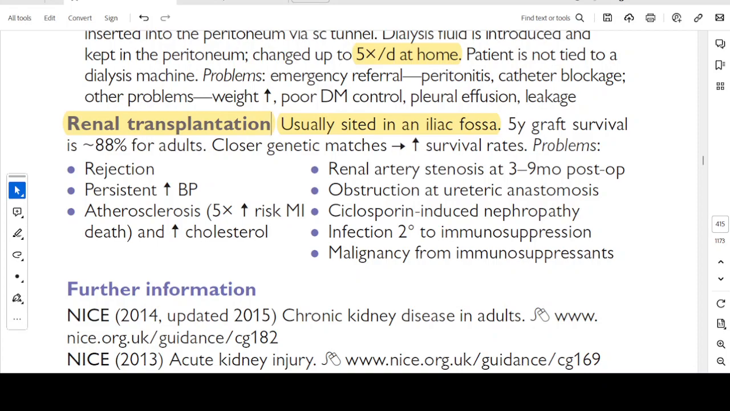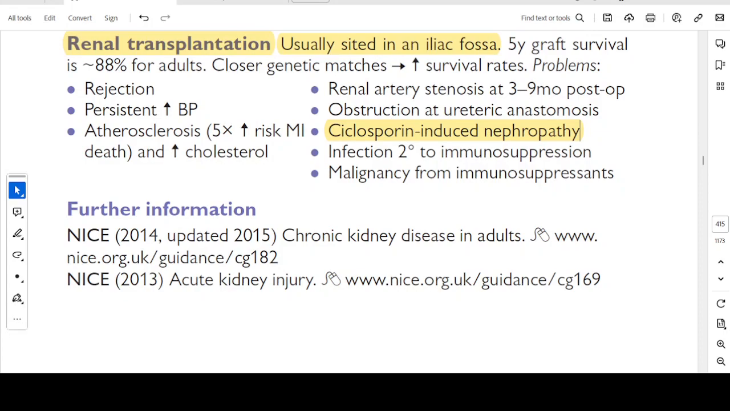Problems are there might be rejection, persistent high BP, atherosclerosis, 5 times more risk of MI death, and high cholesterol. Renal artery stenosis at 3 to 9 months post-op, obstruction at the ureteric anastomosis, cyclosporin-induced nephropathy, infection secondary to immunosuppression, malignancy from immunosuppressants.